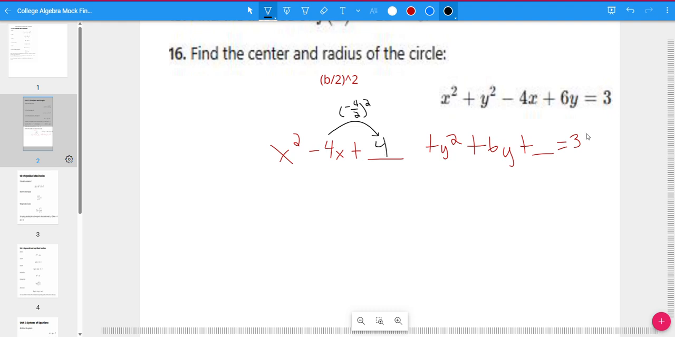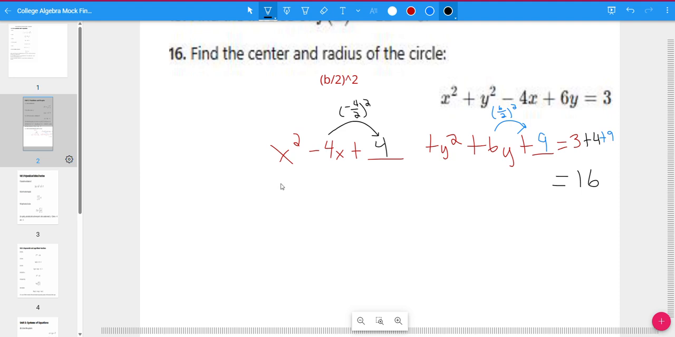What I do to one side, I have to do to the other. Here, 6 over 2 squared. 6 over 2 is 3. 3 squared is 9. What I do to one side, I have to do to the other. So when I write this out, now I can factor this over here. One thing we'll go ahead and do, let's add this together. 3 plus 4 is 7, plus 9 is 16.